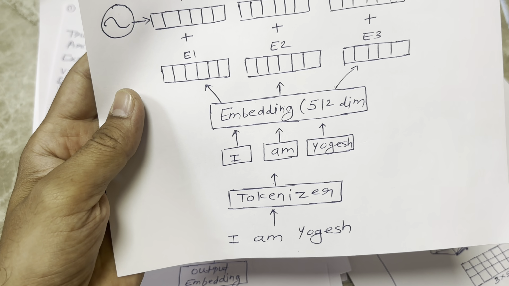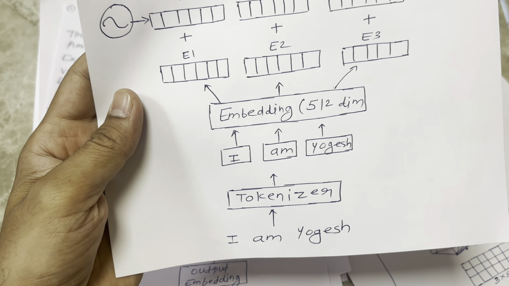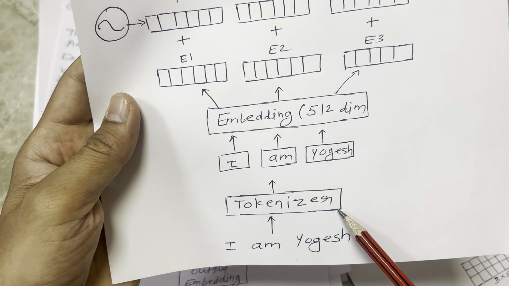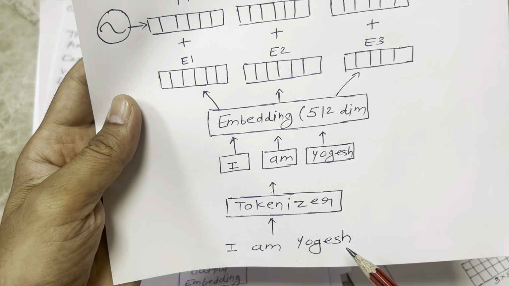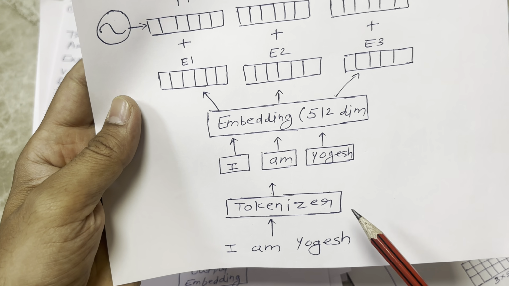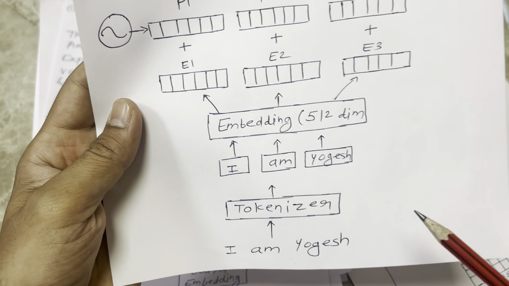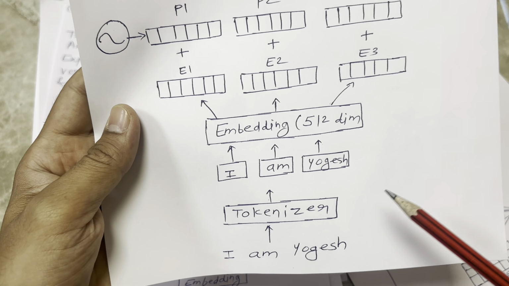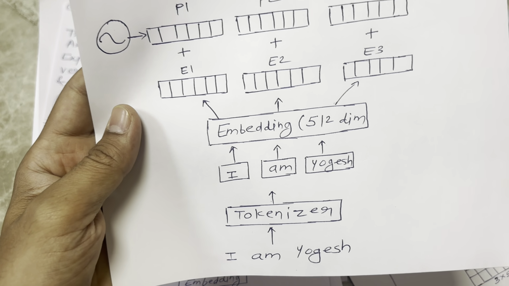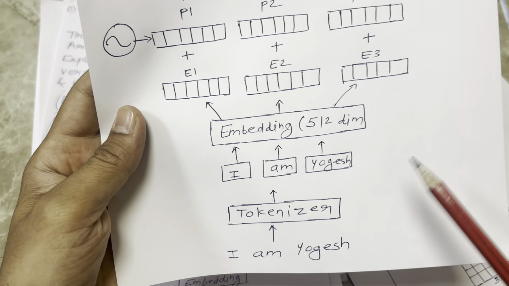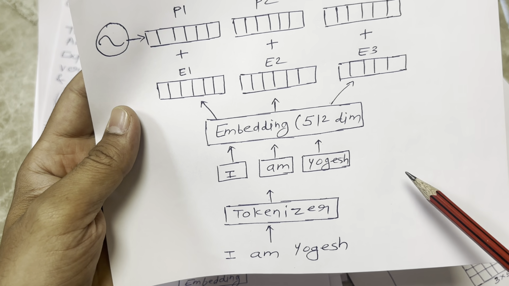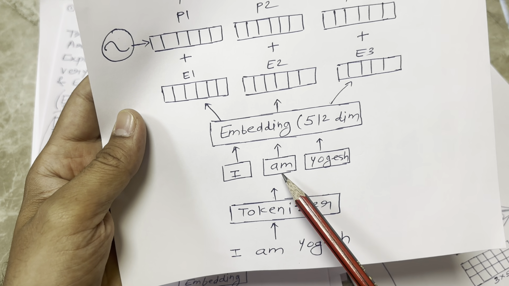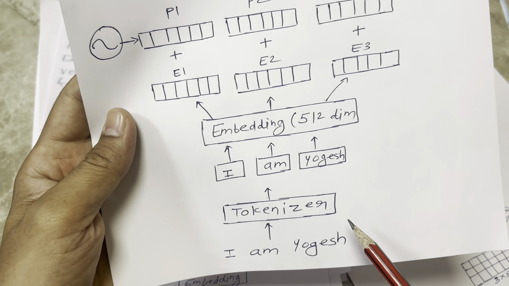The first operation which comes into the picture is tokenization. You can see here, tokenizer. This means the tokenizer will break our sentence into words. Tokenization means you break down a given sentence into tokens. And tokens could be a single word, 2 words, 3 words. It depends on the tokenization approach. For now, we are doing word level tokenization. Let's say the first token is I, another token is am, and the next token is Yogesh.